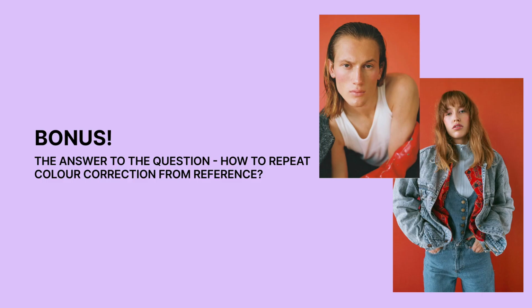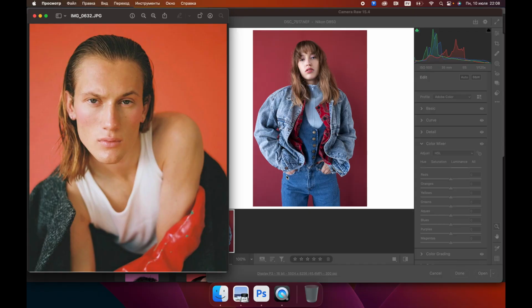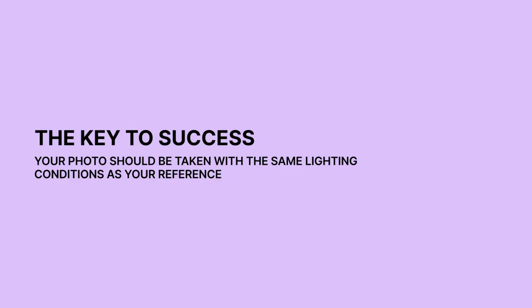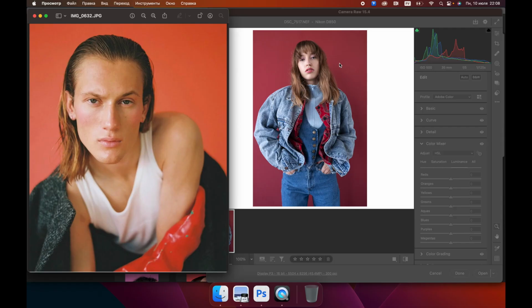Now that you have learned all 5 processing steps, I have a nice bonus for you. This is the answer to the question of how to repeat color correction from a reference, how to make your photo have the same color as the photo you like. And this is where I want to remind you of an important rule without which nothing will work. You should always remember that your photo should be taken with the same lighting conditions as your reference. That is, if this photo has soft and pleasant light from the window, then your photo should also have soft and pleasant light from the window.